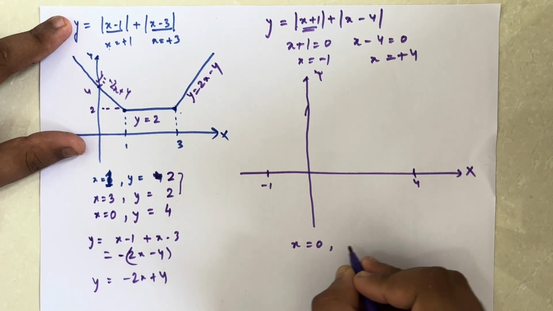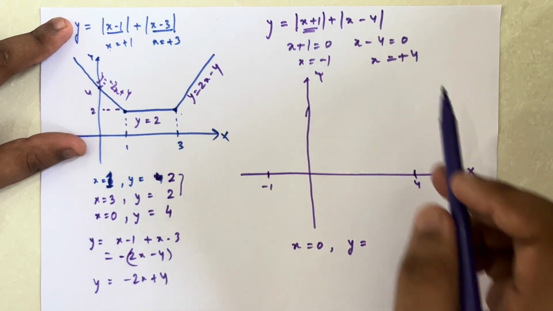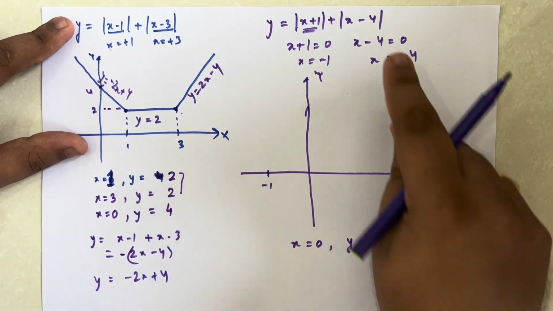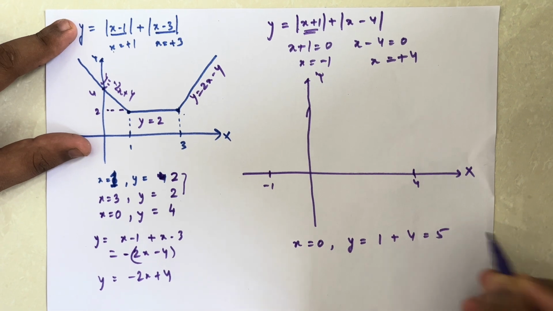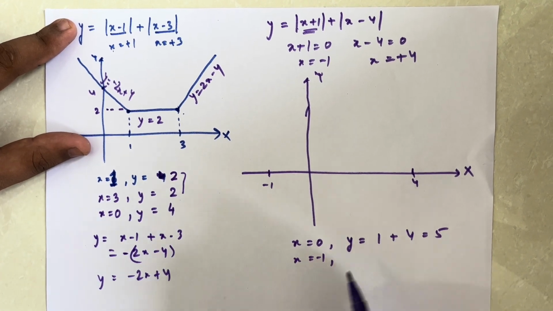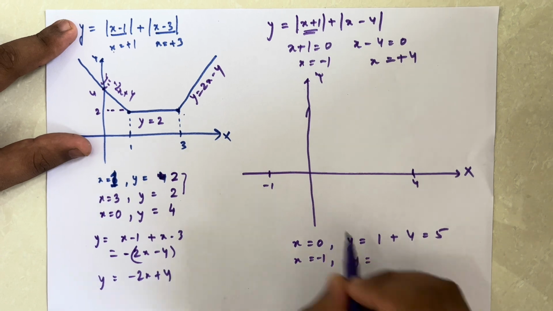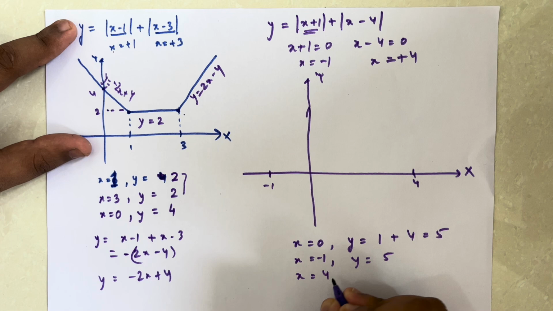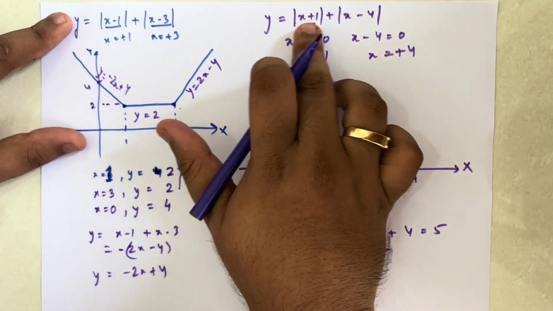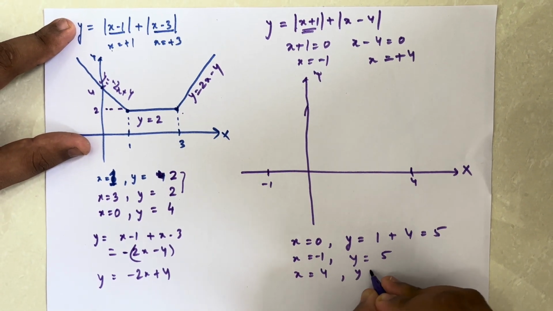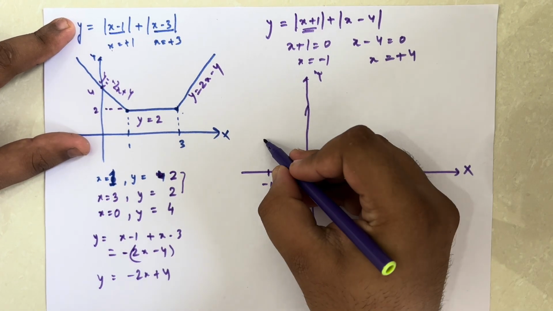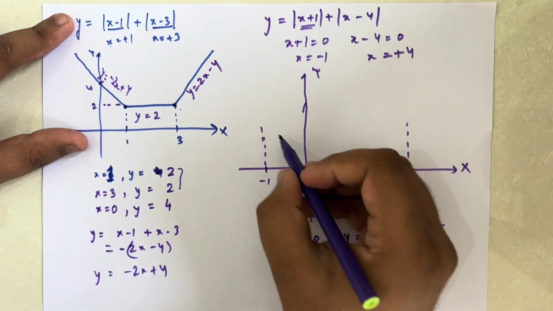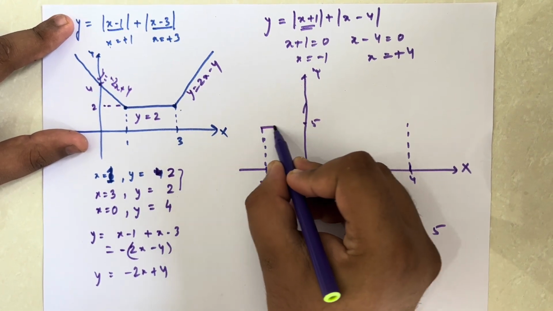If x is equal to 0, y is equal to how much? Put x as 0, so this is 1 plus 0, and minus 4, mod of minus 4 will be 4. So y will be 5. Put x is equal to minus 1: this part gets cancelled, this will be 5. Similarly, if you put x is equal to 4, this part goes away, 4 plus 1 is 5. So at all points it is 5. You can see it clearly from here also. So the value of y is 5, and this is the graph.